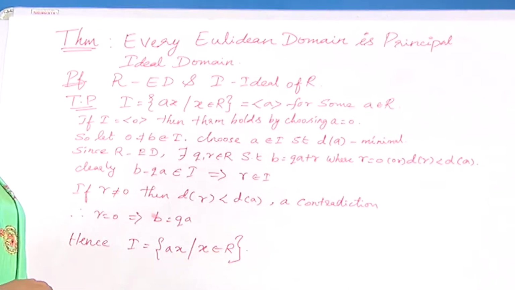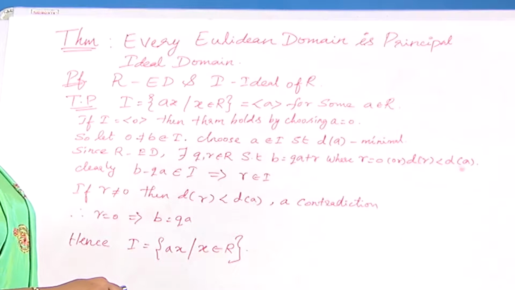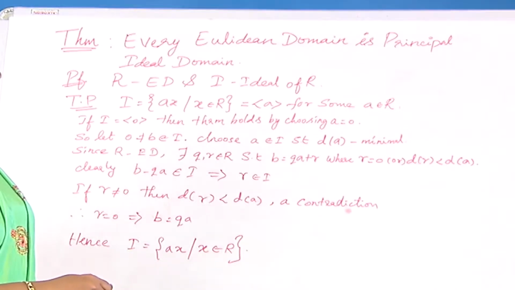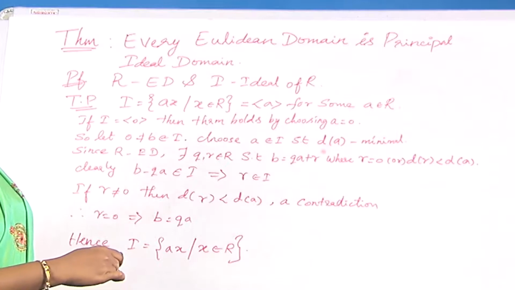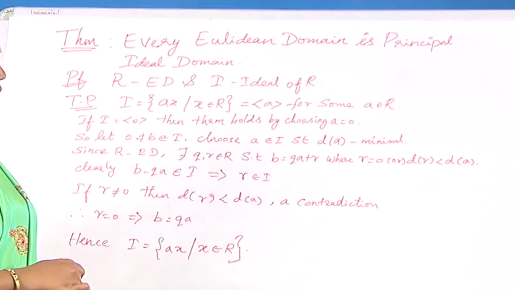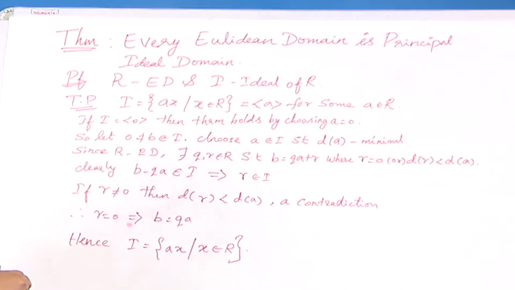Suppose R is not 0. If R is not 0, then this particular R has to satisfy this condition, no? D of R is less than D of A. But this is a contradiction to our earlier assumption that D of A is a minimal term here. So you have found a new term which is even less than D of A, which is a contradiction, and therefore R has to be 0.